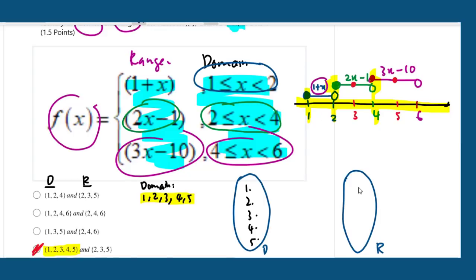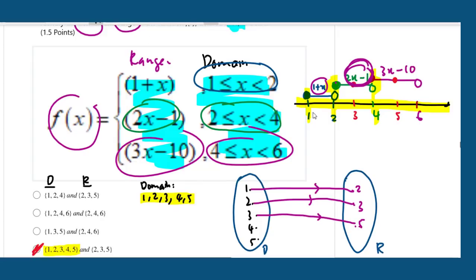1 plus 1 is 2, so it maps to 2. Okay, when x is equal to 2, we take this function: 2 times 2, 4 minus 1, 3. So 2 maps to 3. Okay, the next step, 3 uses the same function. Substitute 3 times 2, 6 minus 1, 5. So 3 maps to 5.